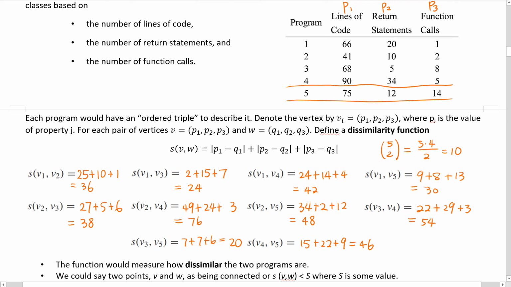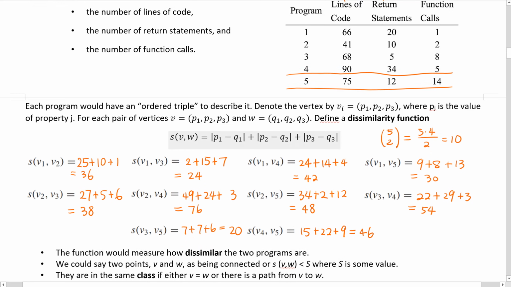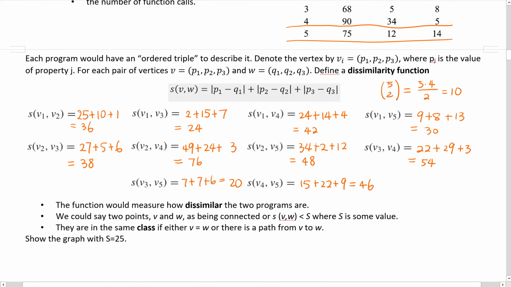Okay, so we have found all the dissimilarities between different vertices, and we have 10 pairs of vertices. So this function helps us to measure how dissimilar the two programs are. We could say 2 points V and W are being connected if the dissimilarity is less than S, where S is some value. Okay, being connected.